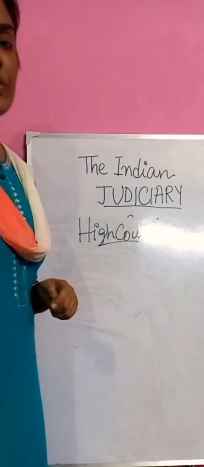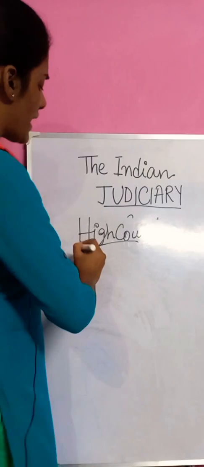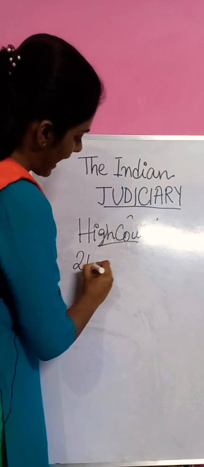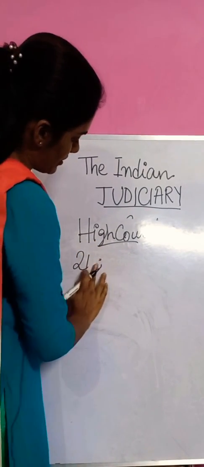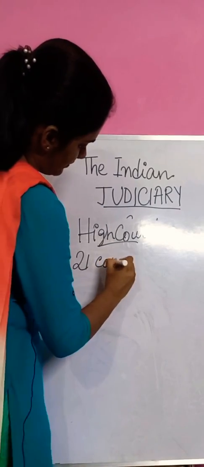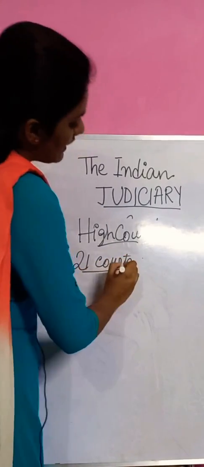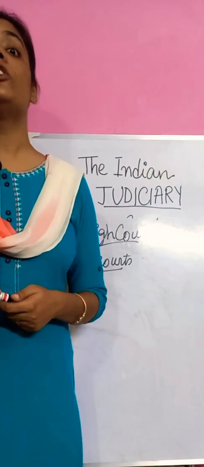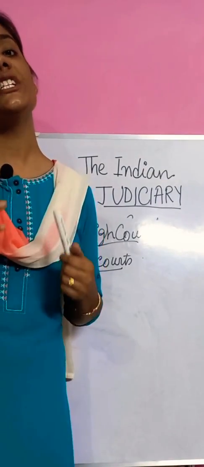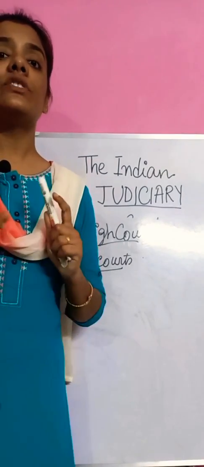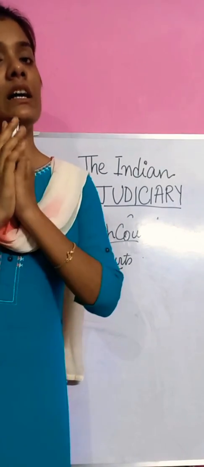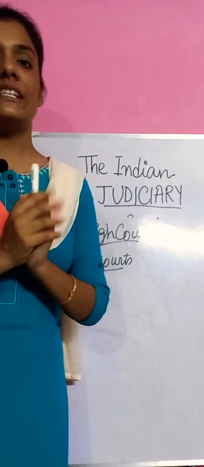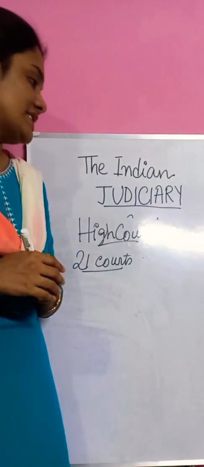Now, see students, in India, for 28 states and for 9 union territories, we have 21 high courts. How many high courts do we have? 21 high courts. Actually, last day I was telling you that for some of the northeastern states, as the population is very less, 2 or 3 states have a single high court.